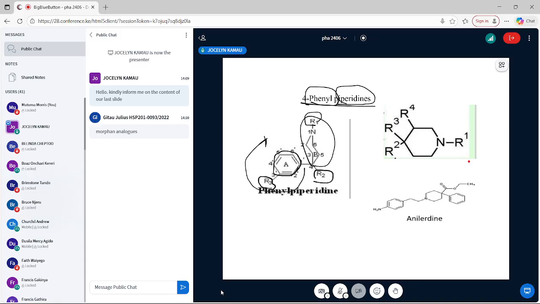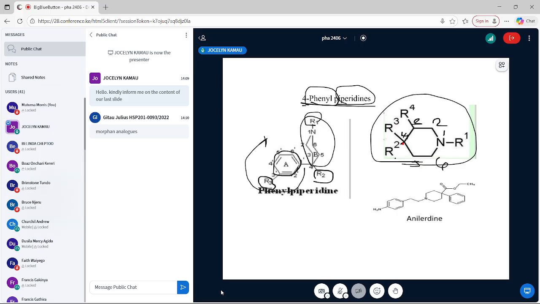You can also draw the general structure of the phenyl piperidine in this very simplified manner, where you just draw your piperidine ring. And of course, when you draw your piperidine ring, remember this nitrogen carries position number 1. It doesn't matter whether you go clockwise or anti-clockwise, the numbering will be the same. So position 1, you have that position 2, that is position 3, position 4, position 5, position 6. And no wonder we are calling them 4-phenyl piperidines, because at position number 4 of the piperidine ring is where we get the phenyl ring.